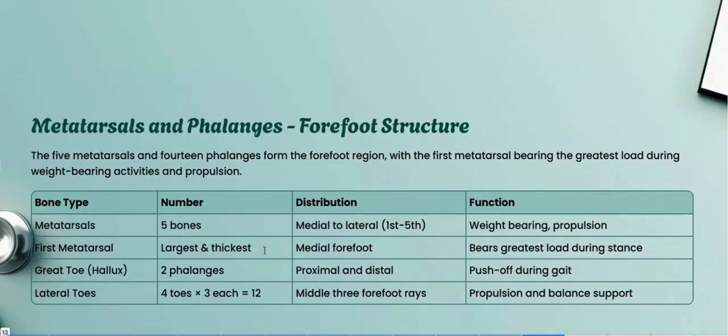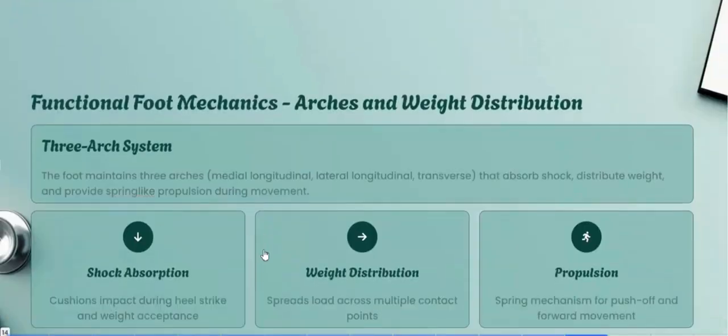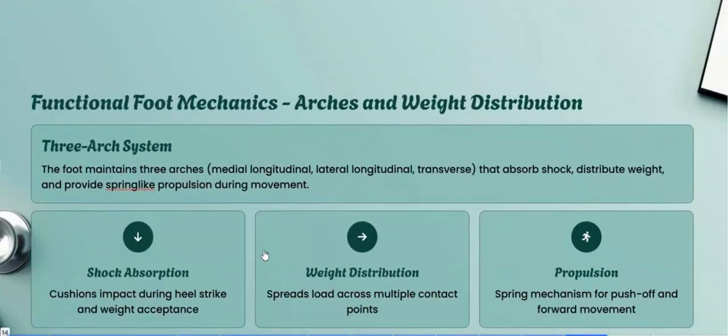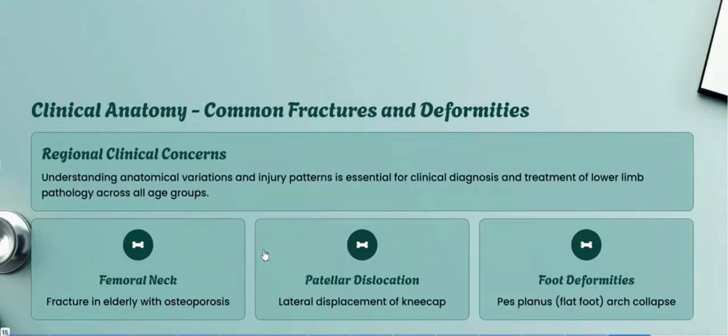Clinical anatomy. Now some important clinical points. 1. Neck of femur fracture: common in elderly. 2. Patellar dislocation: mostly lateral. 3. Tibia injury: due to subcutaneous position. 4. Ankle fractures: involve malleoli. 5. Flat foot, pes planus: arch collapse.